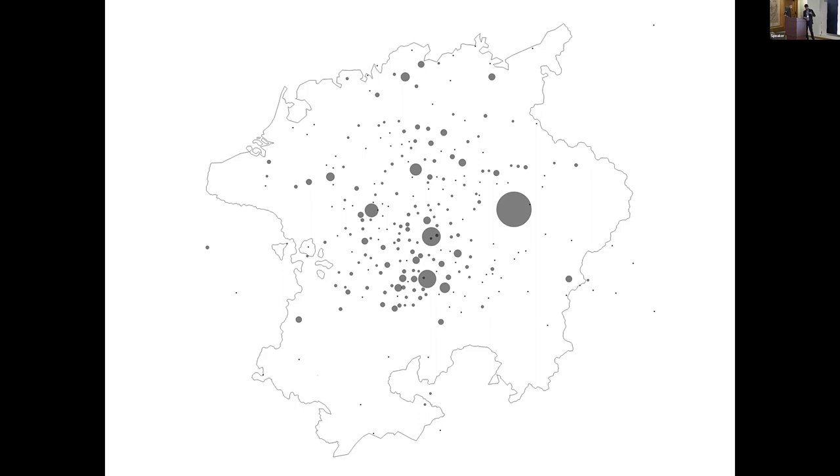Now in this map, I plotted the places of residence of over 1,300 subjects who petitioned the emperor between 1571 and 1614. And you can see some clear patterns. So many of the petitioners resided in Prague, where the emperor resided. You can see a prevalence of imperial cities in the empire's southwest, but also in the Austrian lands.